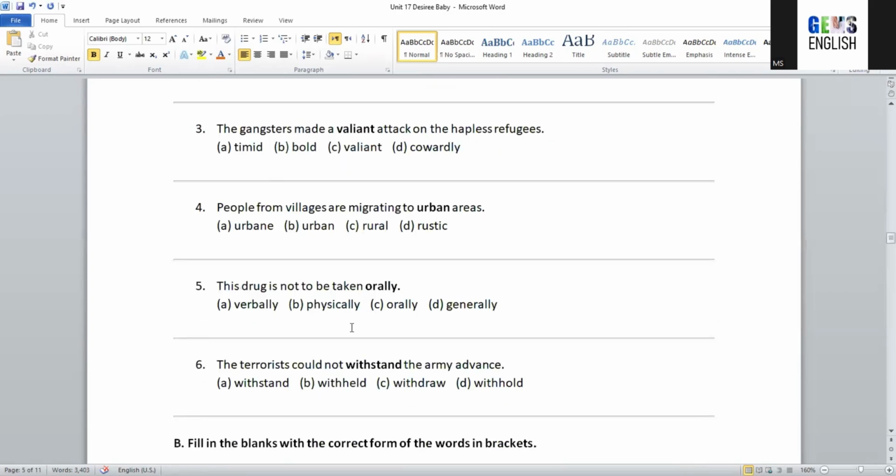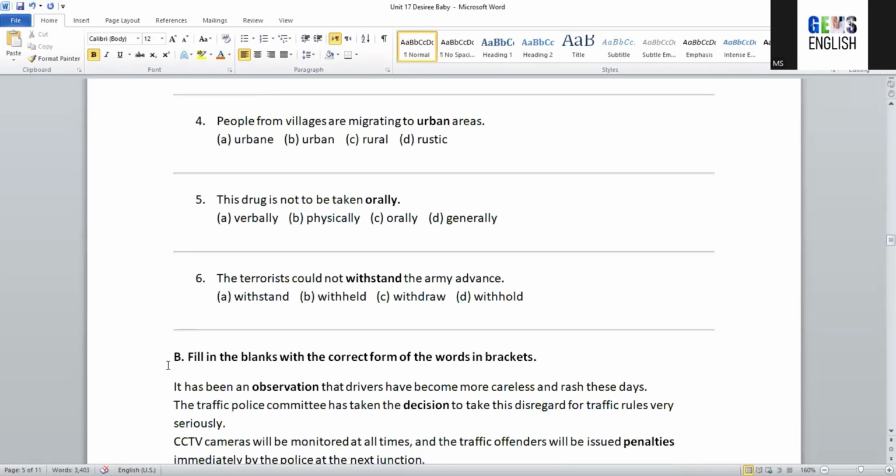5. This drug is not to be taken orally. A, verbally. B, physically. C, orally. D, generally. Answer: orally. 6. The terrorists could not withstand the army advance. A, withstand. B, withheld. C, withdraw. Answer: withstand.